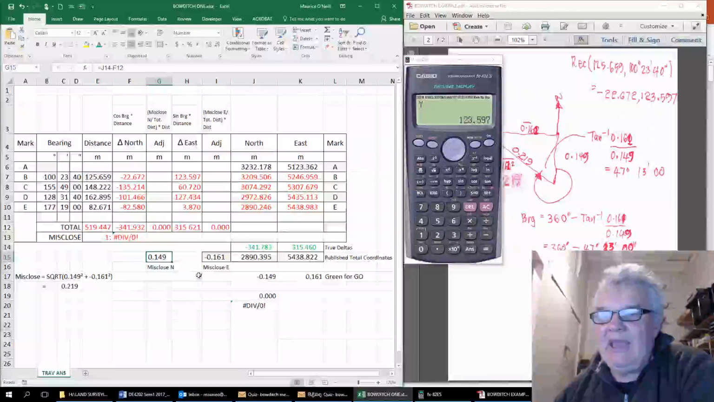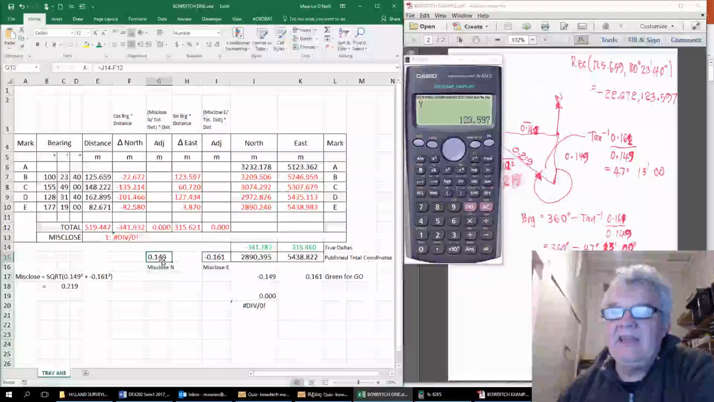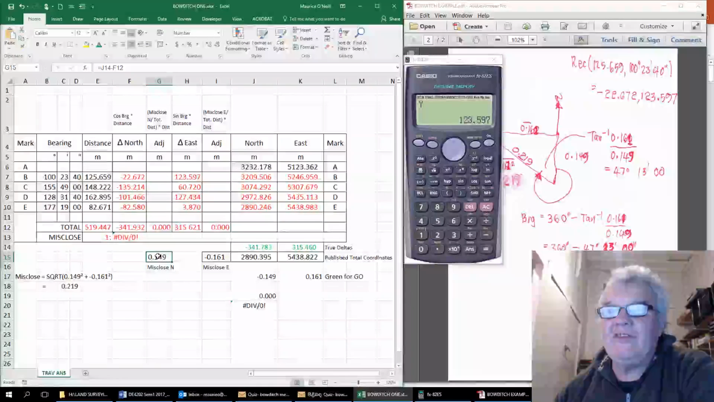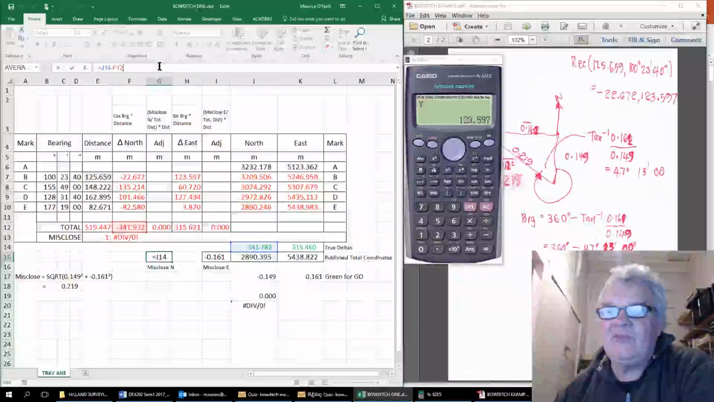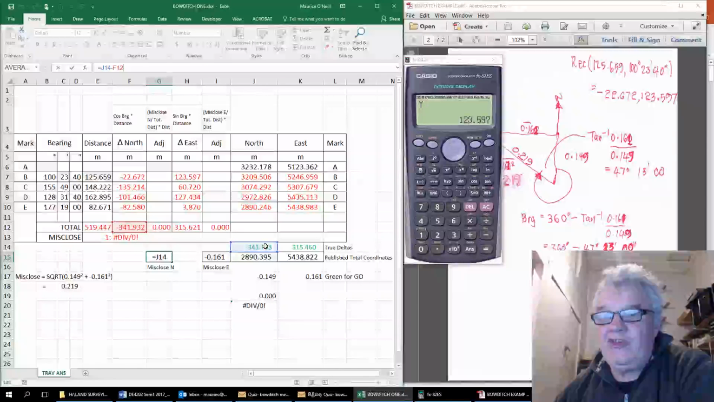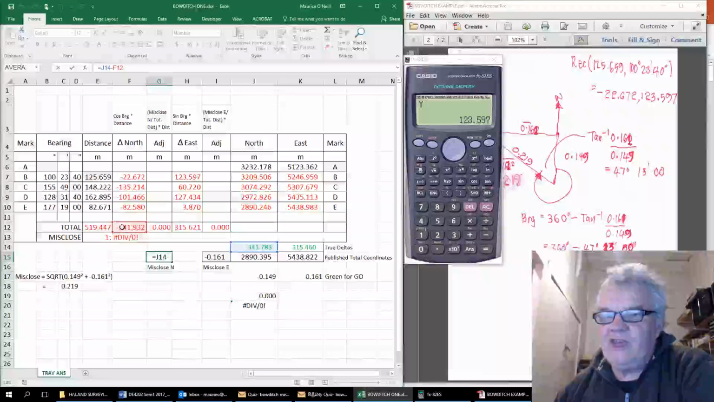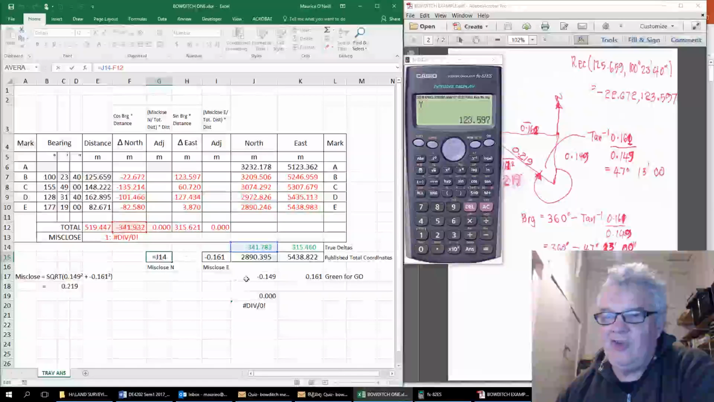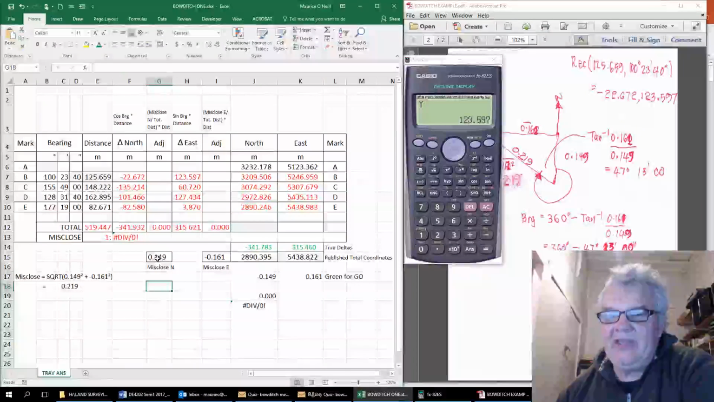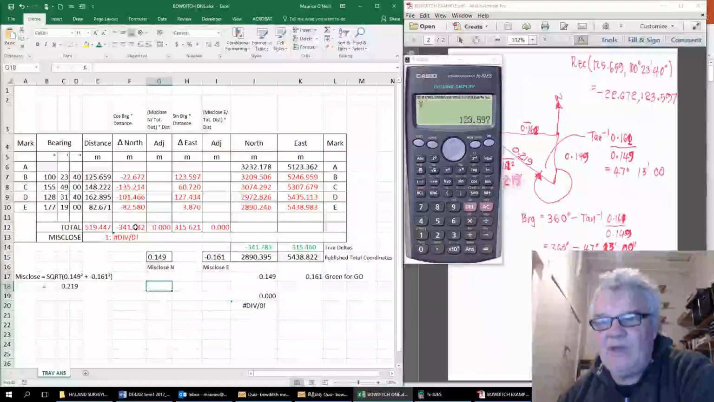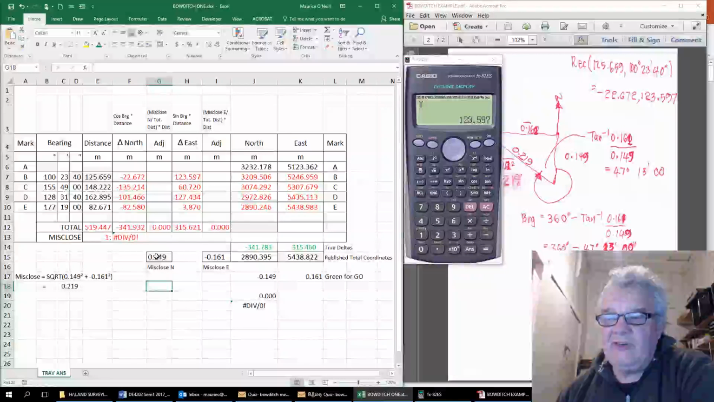Don't worry about that. What I've done here is worked out the difference. So this one here is in fact that minus that. That's what it should be, and that's what it is. So you can see 341,932, 341,783. You've got to add 0.149 to that to make it equal over here. And that's the misclose.